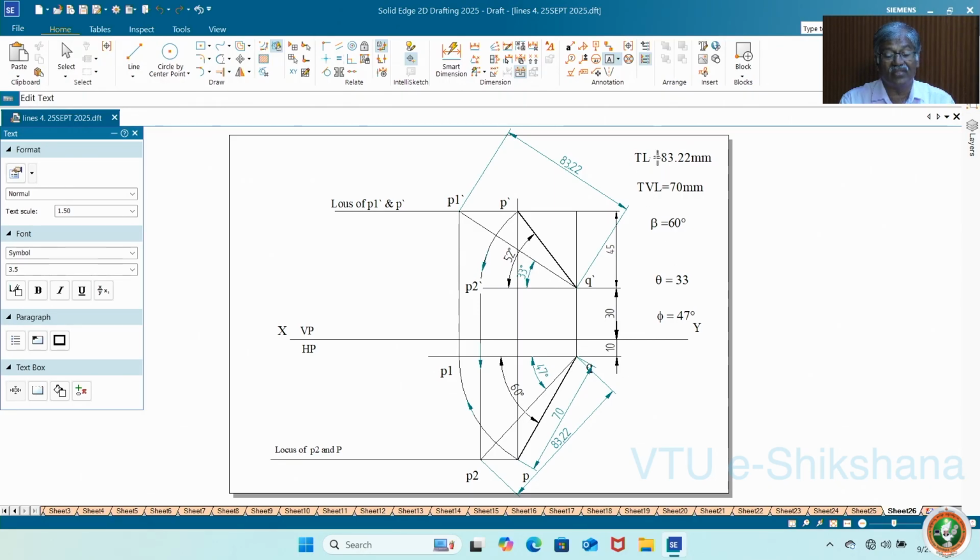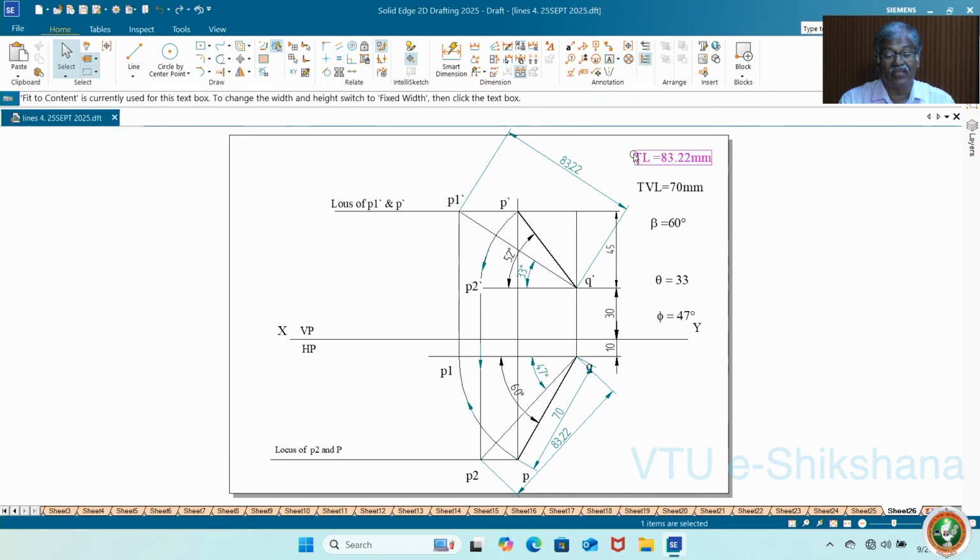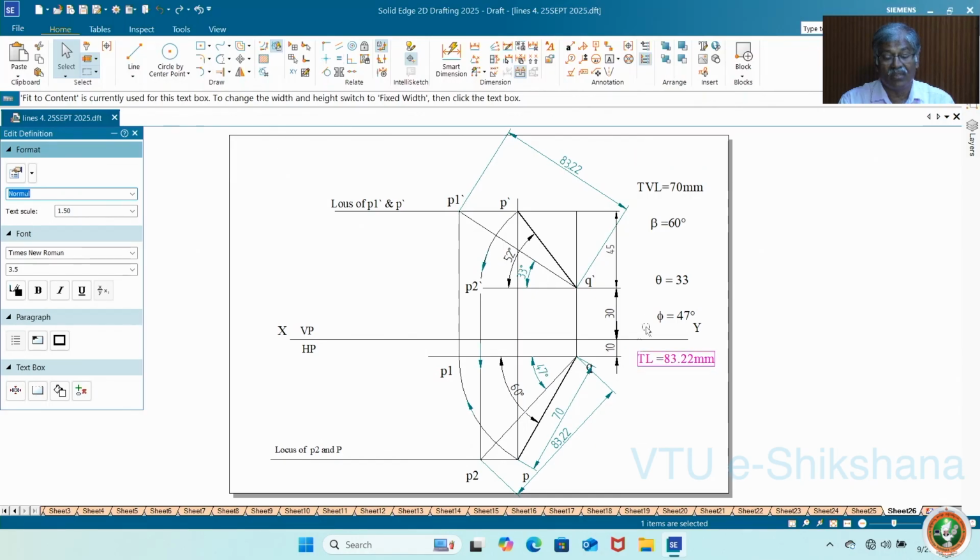True length is already identified. Top view length is given. This is what we identified. Yeah, there is no issue. These are given. This we are identifying. One more data is that one end of the line is given. 60 is given, 70 is given, and the other data is given, so you need not worry about that. Just mark this. So this is how you solve a problem on a straight line with a slightly different type of data.